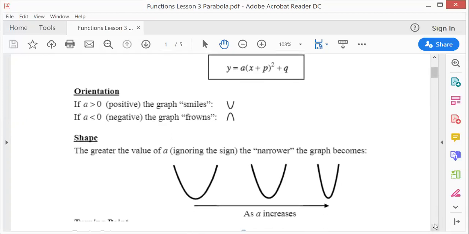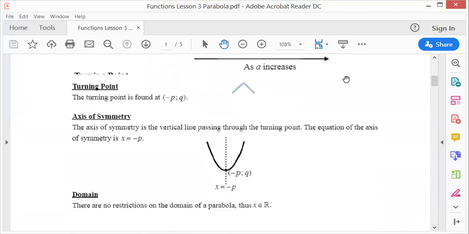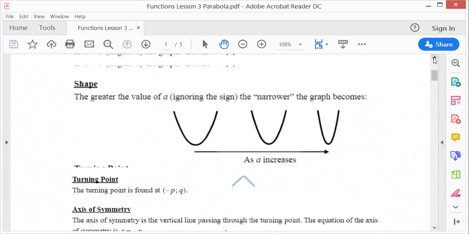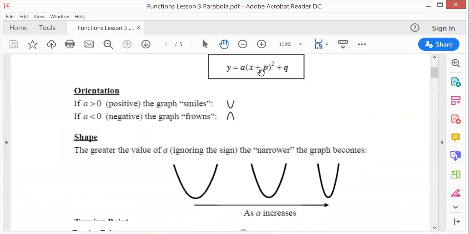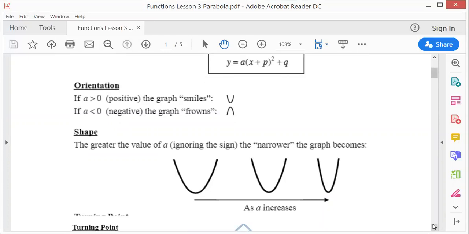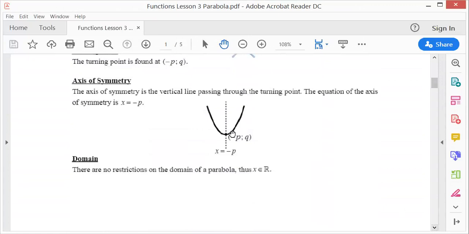So just remember that. The turning point itself is P and Q. It comes from this P with the opposite sign. If it's a plus P, it will become a minus P. If it's a minus P, it will become a plus P. And then Q remains like that. So that is your turning point. Remember that now: minus P and Q. And of course, this dotted line is called the axis of symmetry. That means it splits the graph into two equal symmetrical parts, and it is x equals minus p.